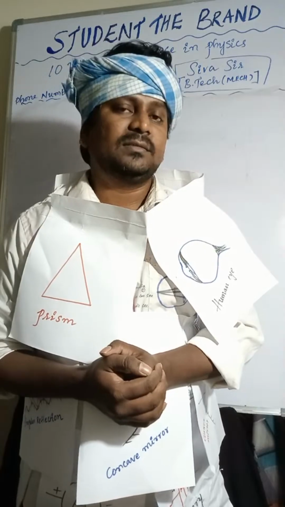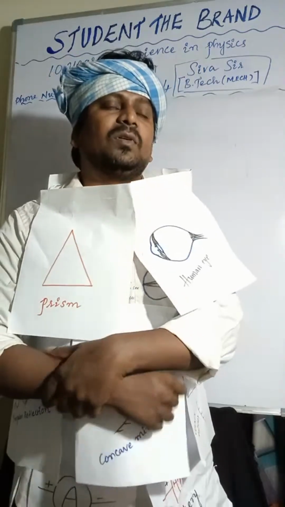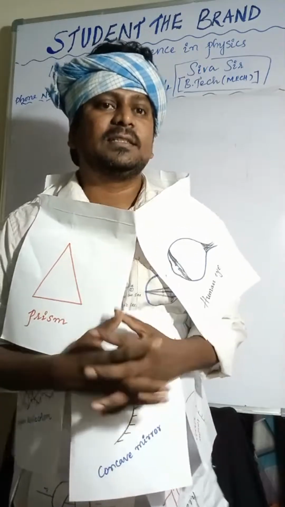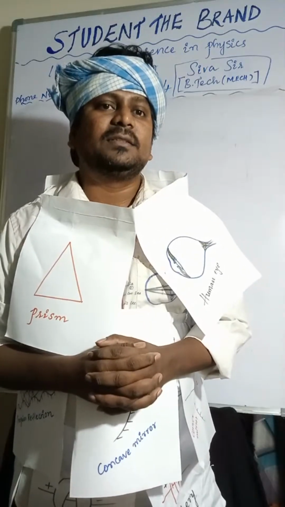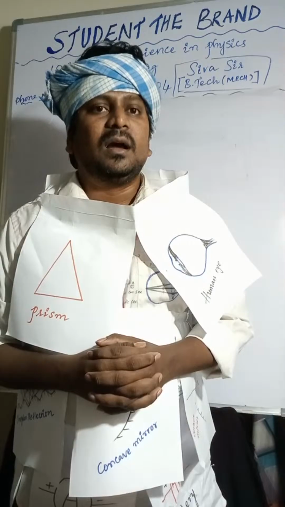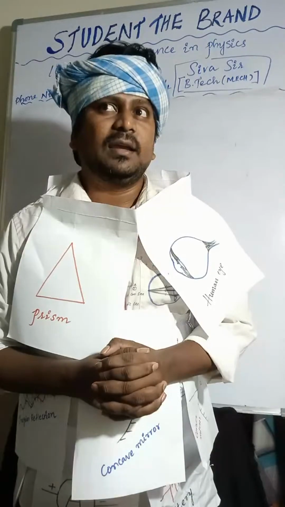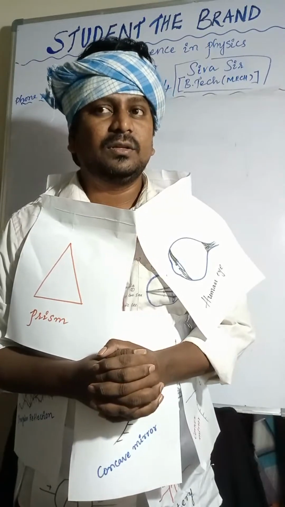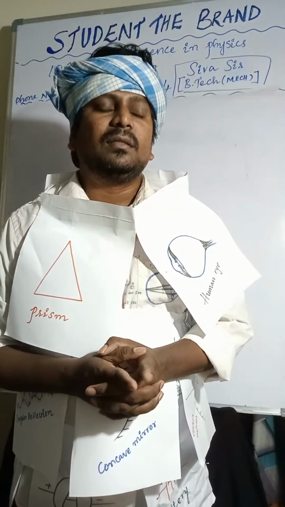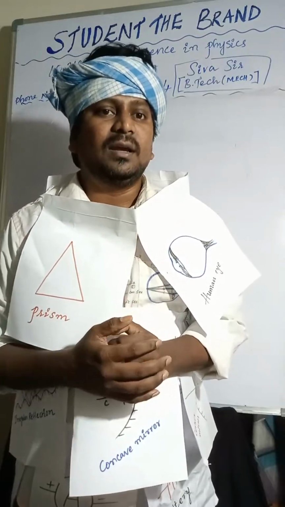Next we'll discuss the current carrying straight conductor. One more point is the loop, current passing through the loop. And we'll also discuss current carrying through the solenoid, and the bar magnetic field and the solenoid.